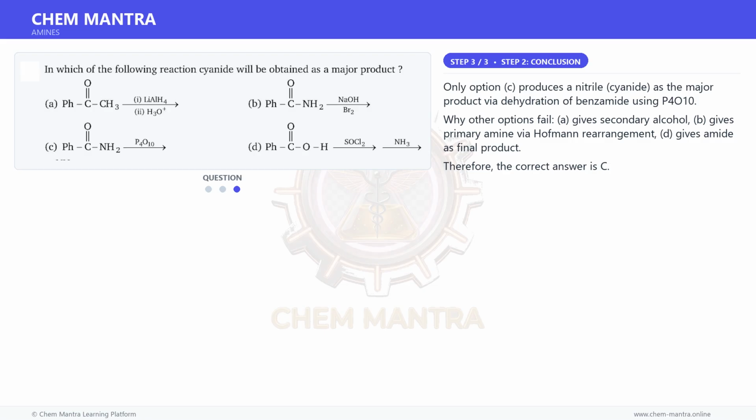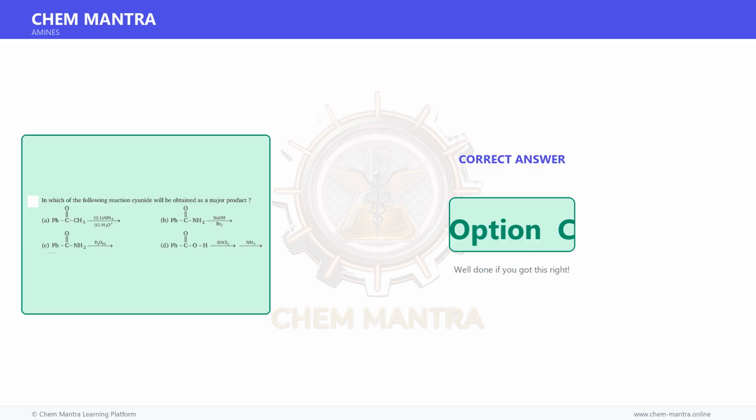using P4O10. Why other options fail? A. Gives secondary alcohol. B. Gives primary amine via Hofmann rearrangement. D. Gives amide as final product. Therefore, the correct answer is C. Therefore, the correct answer is option C.